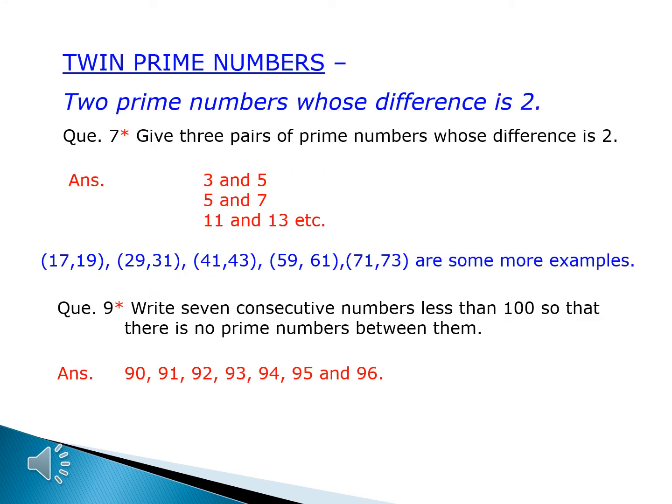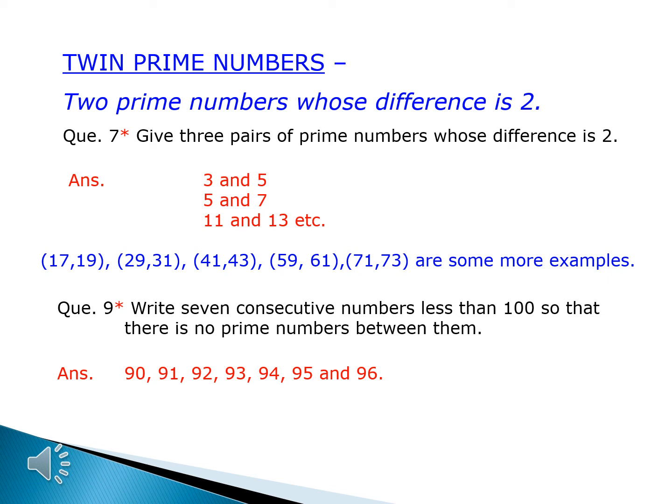Question number 7. Give three pairs of prime numbers whose difference is 2. So here we can learn about twin prime numbers. The prime numbers whose difference is 2 are called twin prime numbers. So in question number 7, you have to write down three pairs of twin prime numbers. Both should be prime and the difference should be 2. So 3 and 5 is such a pair, 7 and 5 is such a pair, 11 and 13 is such a pair. You can write any other pair as well.